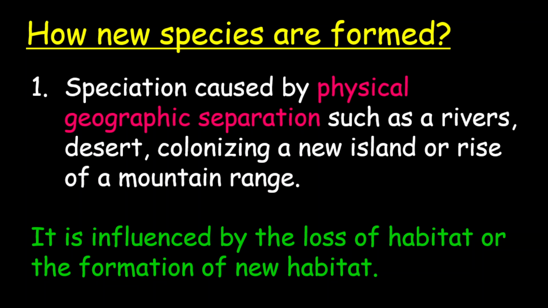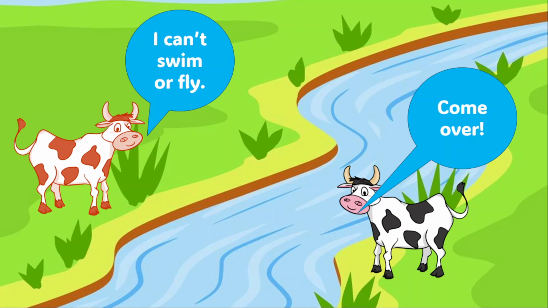So for migration, for example, if you migrate, then you may separate from the next species. Or if you lose your habitat, then you may have to move from this environment or ecosystem into a new ecosystem, which may lead to the formation of a new species. Now, this is an example here.